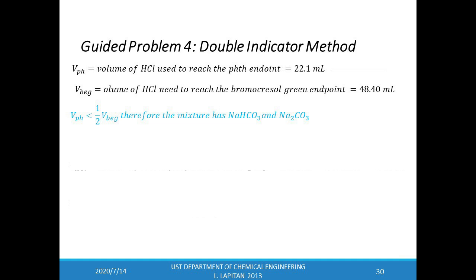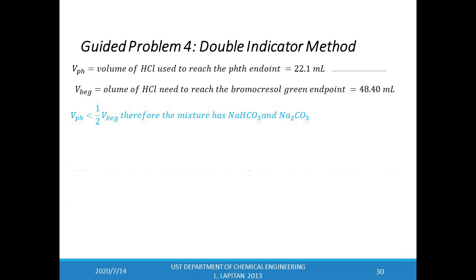In this example, we see that the volume of the acid required to reach the phenolphthalein endpoint is less than half the volume of the acid required to reach the methyl orange endpoint. Therefore, we say that our mixture contains sodium bicarbonate and sodium carbonate. You can pause this video and refer back to our slide number 20.